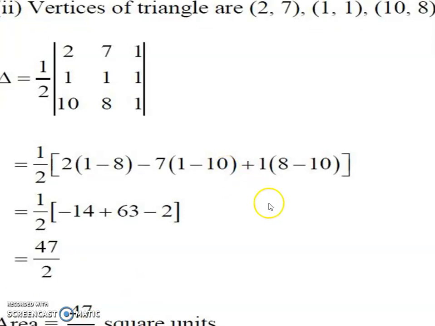Next example, so we have to take the vertices of triangle 2, 7, 1, 1, 10, 8. So what should you take? Area of triangle, same trick we have to follow. 1 upon 2 is fixed. 2, 7, 1, 1, 1, 1, 10, 8, 1.